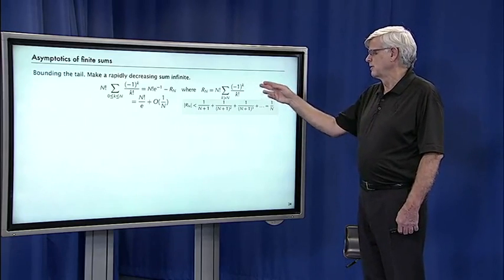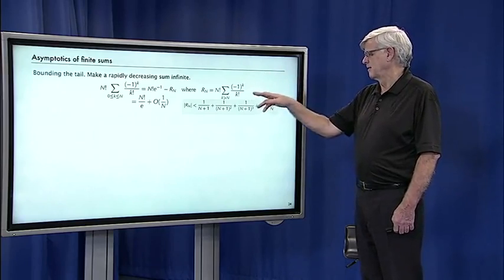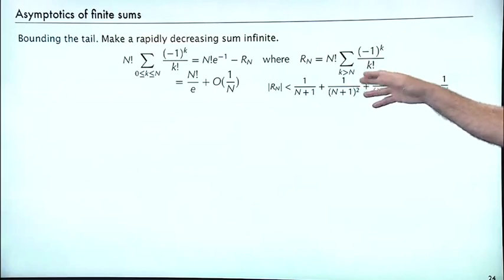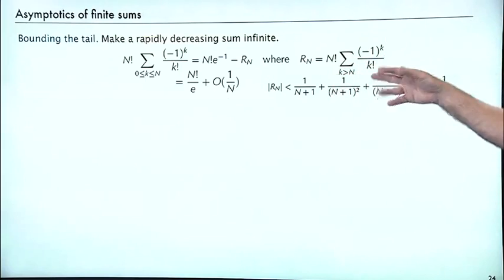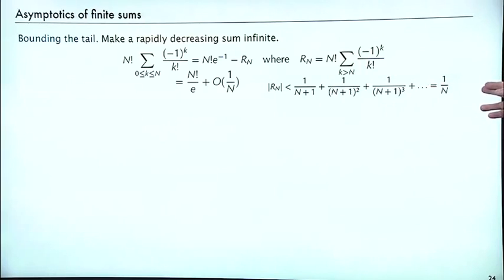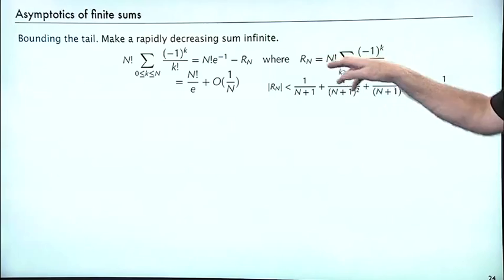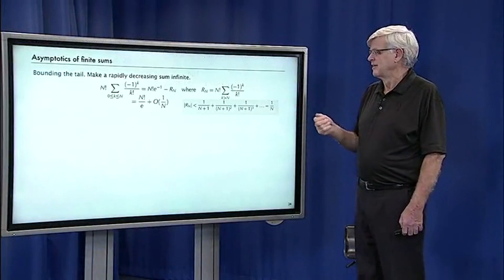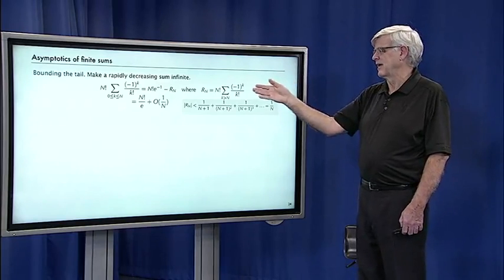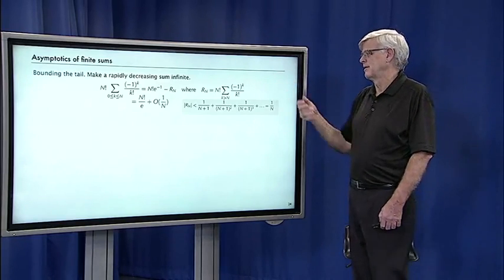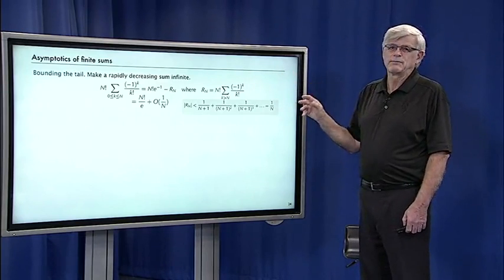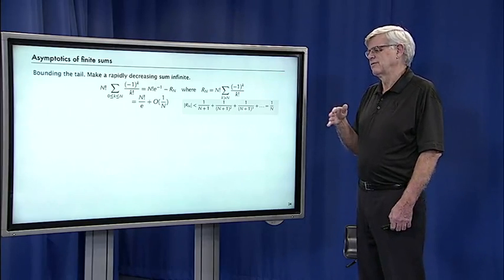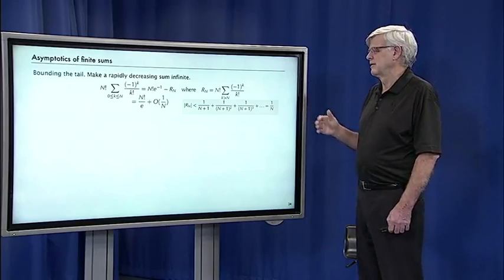Now we can see that this infinite sum, we can bound it absolutely. The first term is less than 1 over n plus 1, the next one is less than 1 over n plus 1 squared, and like that, which is just 1 over n. So that's a proof that the original problem is n factorial over e to within big O of 1 over n. And again, n factorial grows so fast that's an extremely accurate estimate of that sum. That happens a lot. The tail is very small, and we can bound the whole tail at once.